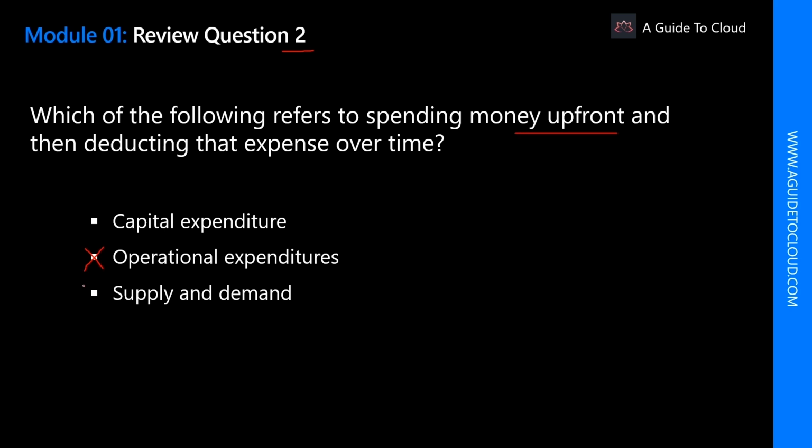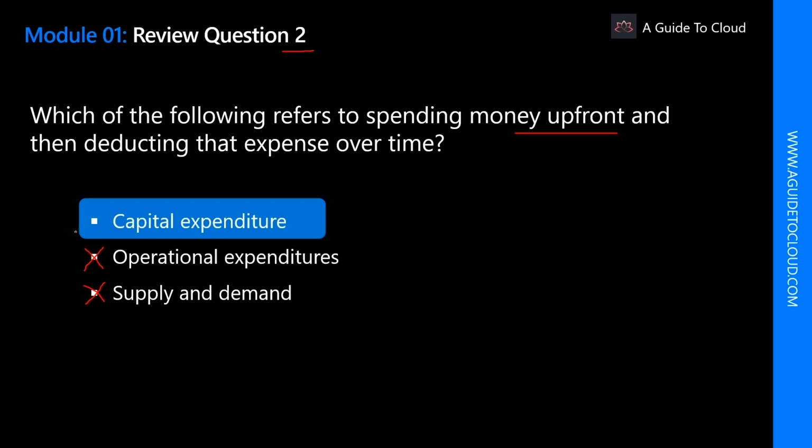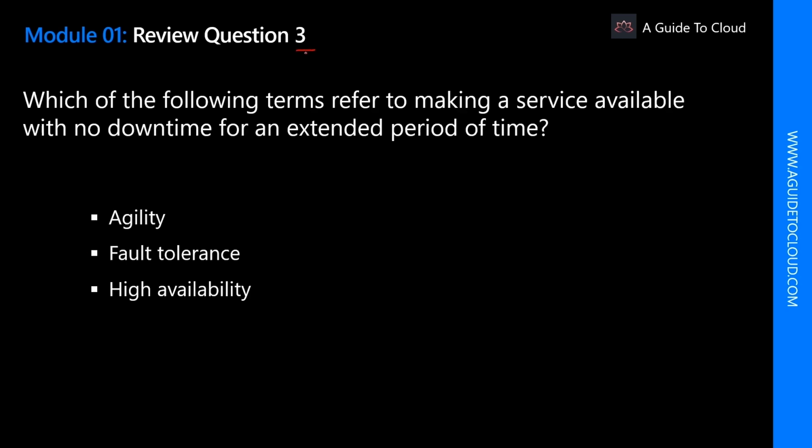Is it supply and demand? Definitely not. That's a different concept altogether. So the right answer is capital expenditure. Capital expenditure refers to spending of money on physical infrastructure upfront and then deducting that expense from your tax bill over time. The third question is, which of the following terms refer to making a service available with no downtime for an extended period of time?